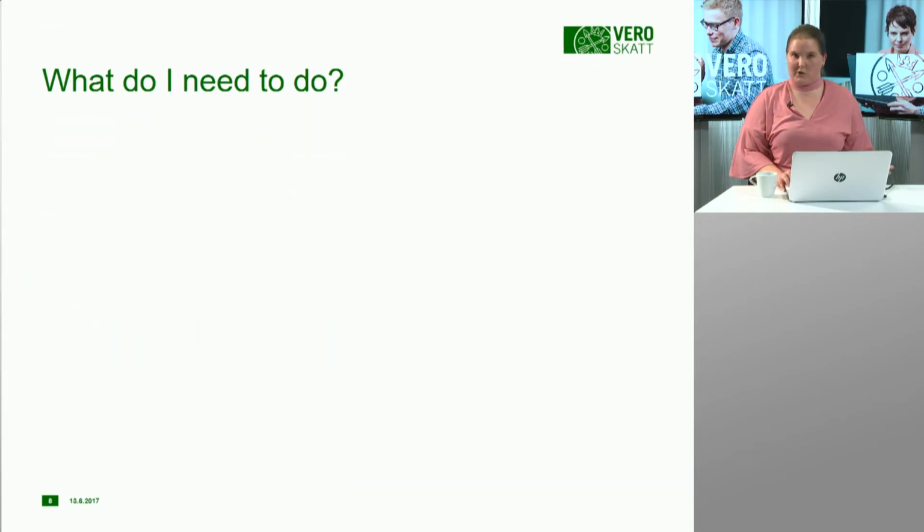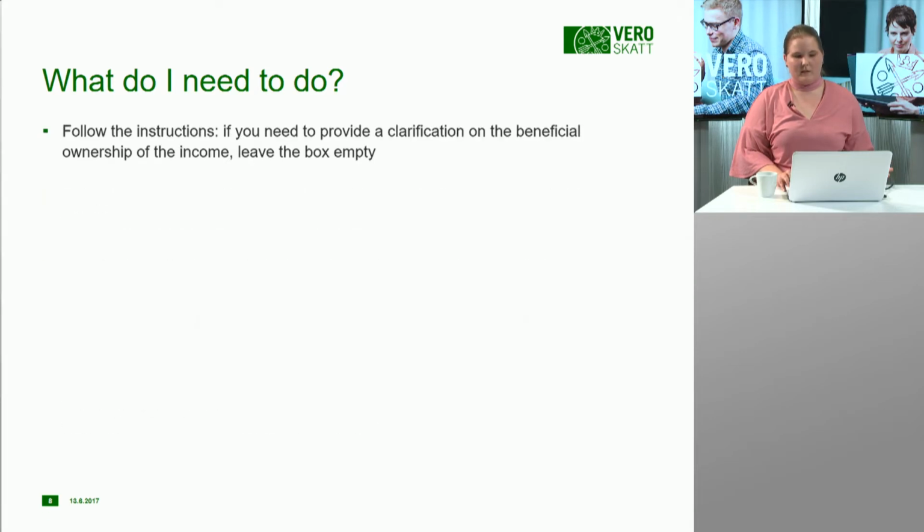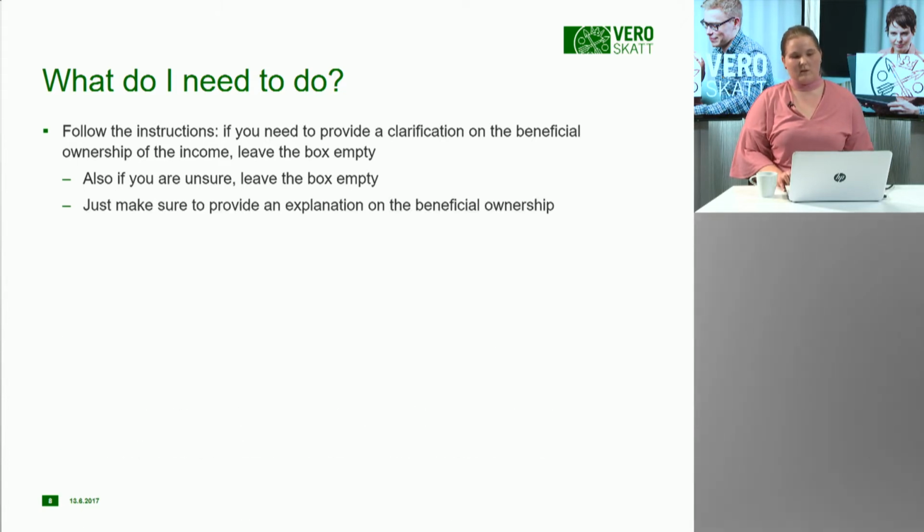So, what does this mean for you? Follow the instructions online. If you need to provide a clarification on the beneficial ownership of the income, leave the box empty. Also, if you are for some reason unsure about the beneficial ownership, it's always best to just leave the box empty. Just make sure that you always provide some sort of explanation on the beneficial ownership.